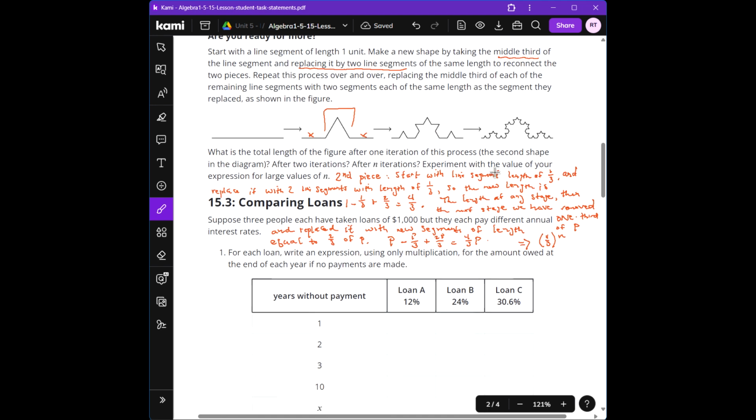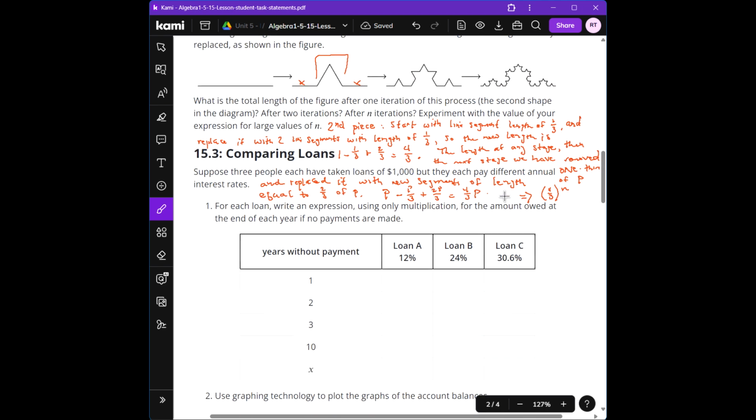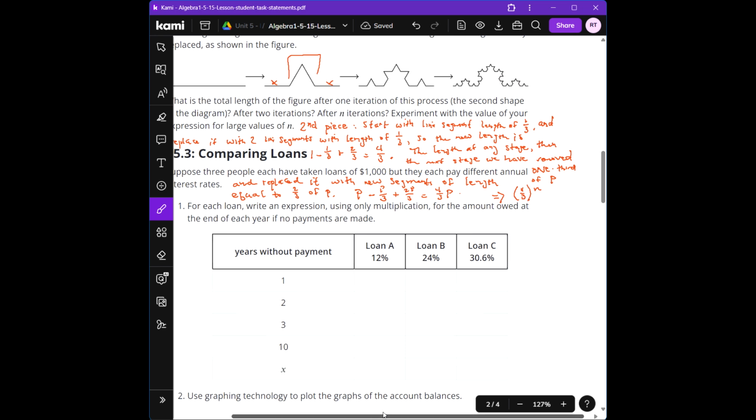Okay, so I'll give you a second just to copy that down. Sorry it's so messy. Again, let me just read it.